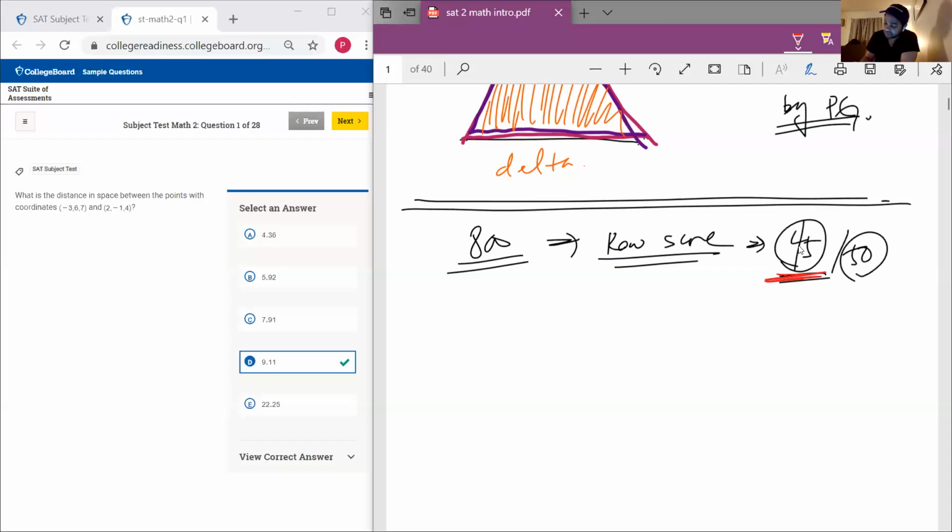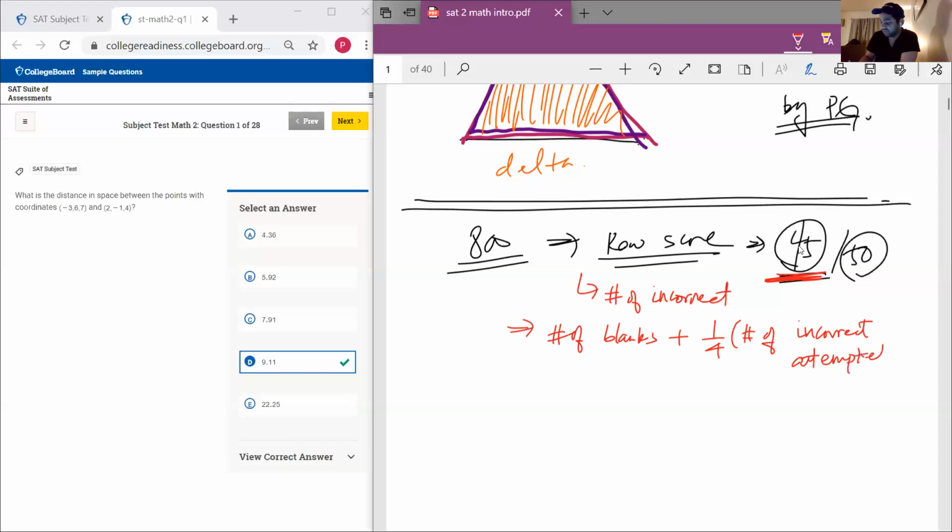All right, so 45 is going to give you a raw score of 50. Now, the raw score is not just the number of incorrect. The raw score is the number of blanks plus 1/4 the number of incorrect attempted questions. So you do get a penalty for guessing. Well, I don't want to say guessing, but attempting questions incorrectly. And 50 minus that is going to be your raw score.